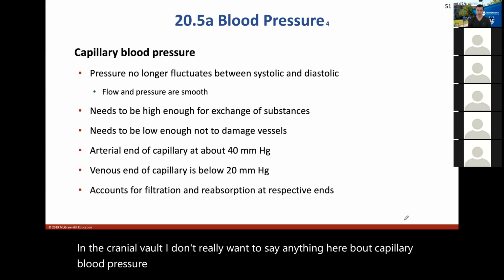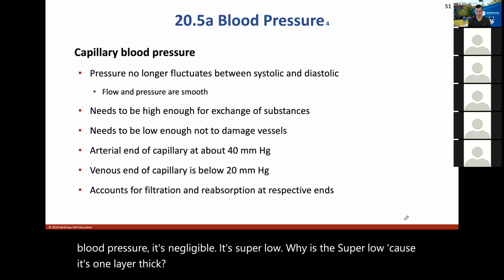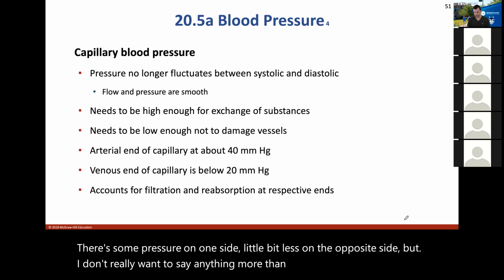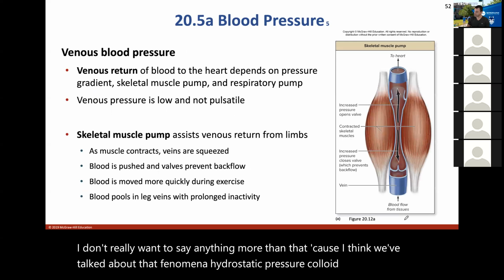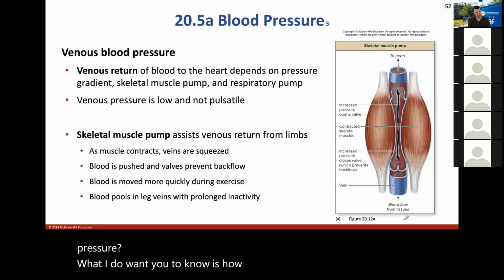I don't really want to say anything here about capillary blood pressure. It's negligible. It's super low. Why is it super low? Because it's one layer thick. There's some pressure on one side, a little bit less on the opposite side, but I don't really want to say anything more than that because I think we've talked about that phenomena, hydrostatic pressure, colloid osmotic pressure.